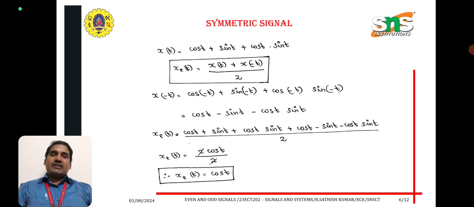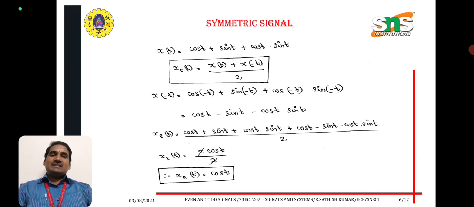Another sum: x of t is equal to cos t plus sin t plus cos t into sin t. We can find out the even signal: x of t plus x of minus t by 2. Cos of minus t is equal to cos t, sin of minus t is minus sin t. Plus cos t into sin t: cos of minus t is cos t, sin of minus t is minus sin t. Therefore, minus of cos t into sin t.